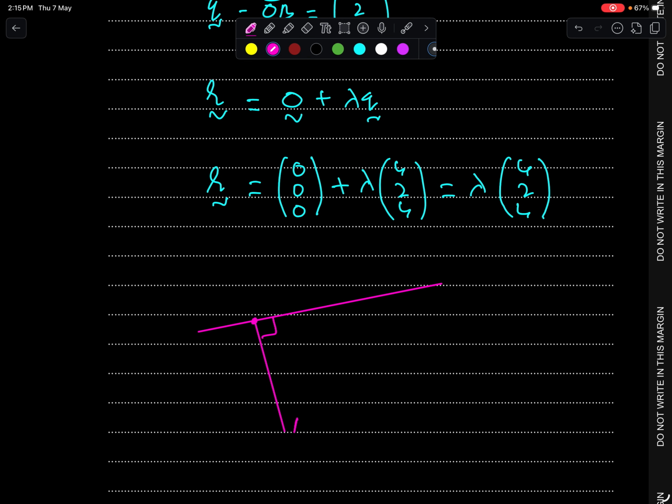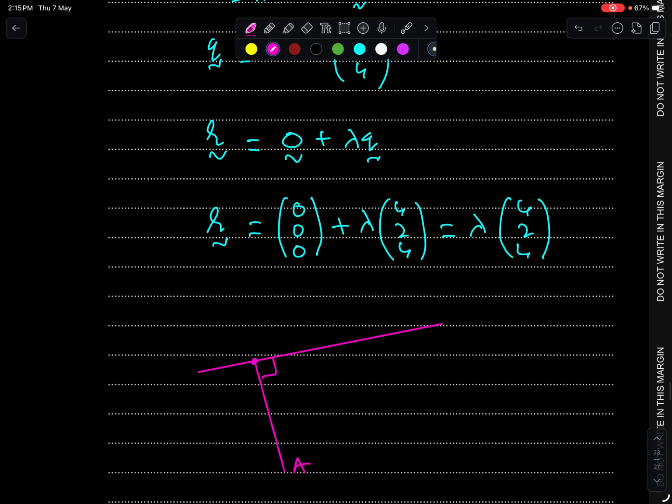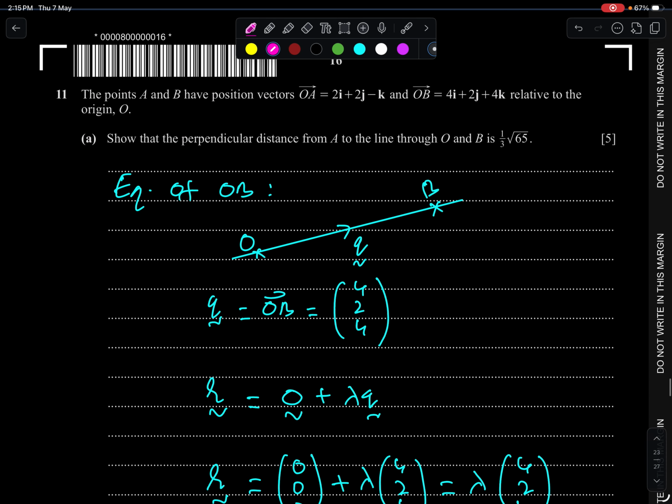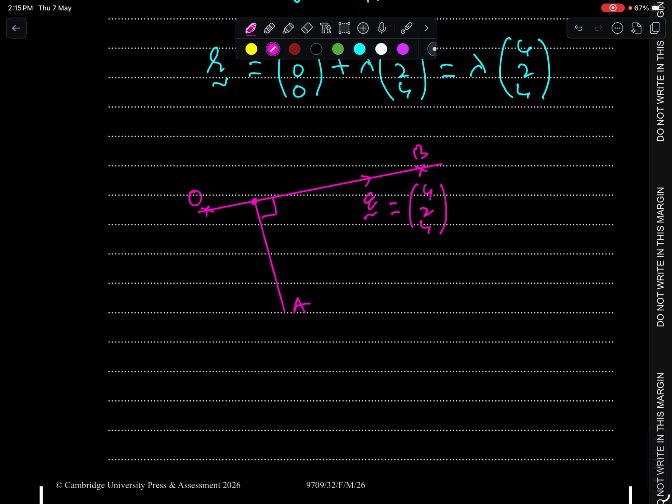Now this is A. We need the shortest distance from A to this line. Okay, this is O. This is a rough sketch. This is Q. It's 4, 2, 4, I guess. Yes. This is the foot of perpendicular from A to this line, X, Y, Z.